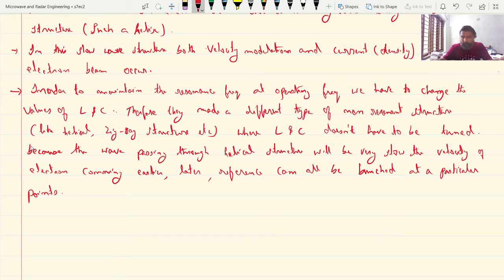Normally it works from 300 megahertz to 50 gigahertz. That is the operating frequency.